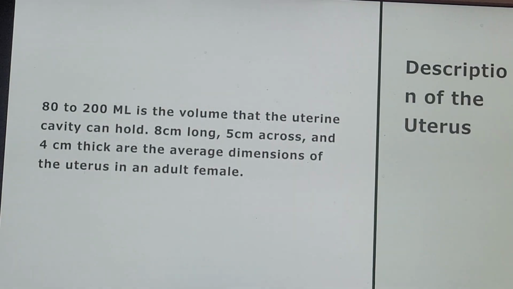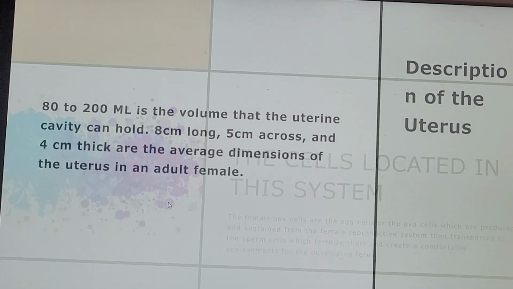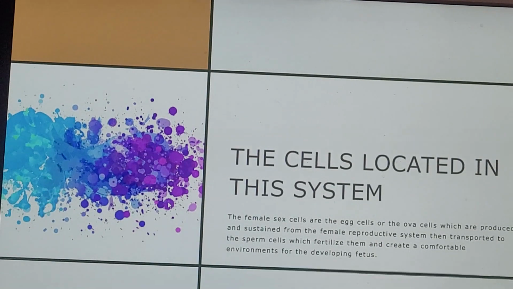Description of the uterus. 80 to 200 milliliters is the volume that the uterine cavity can hold. 8 centimeters long, 5 centimeters across, and 4 centimeters thick is the average dimensions of the uterus in an adult female. The cells located in the system. The female sex cells are the egg cells or the ovicells, which are produced and sustained by the female reproductive system, and when transferred to the sperm cells, which fertilize them, create a comfortable environment for the developing fetus.